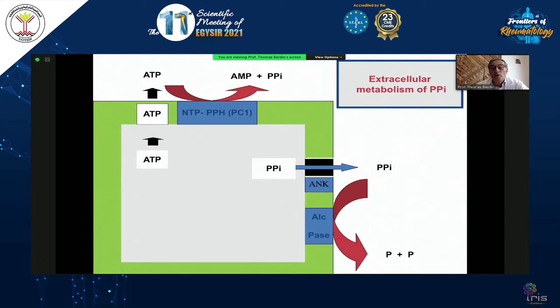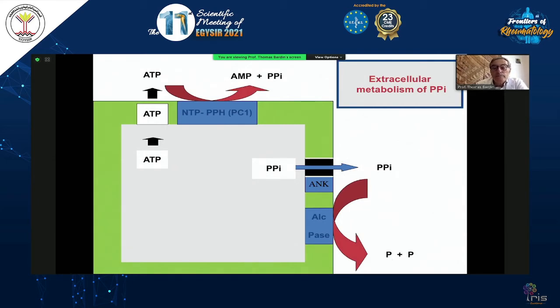So this has led to looking at the perichondrocyte metabolism of pyrophosphate. At first, we only knew that there were two important ectoenzymes. That means that they take their substrate outside of the cell and they release their product outside of the cell as well. The first one is the nucleoside triphosphate pyrophosphohydrolase, which is now frequently called PC1, which is responsible for the hydrolysis of ATP into pyrophosphate and AMP. And the second one is the alkaline phosphatase, which is also an ectoenzyme and which catabolizes pyrophosphate into phosphate.